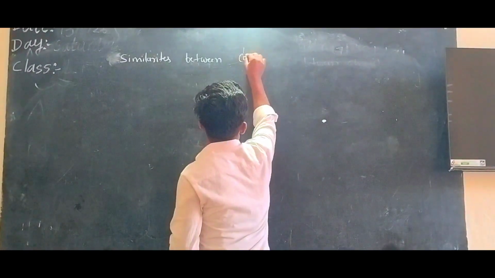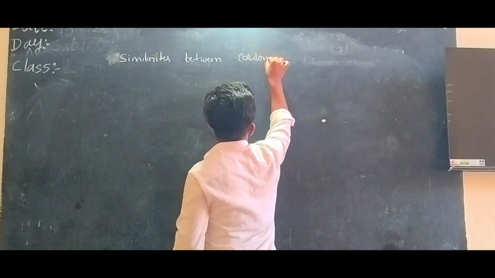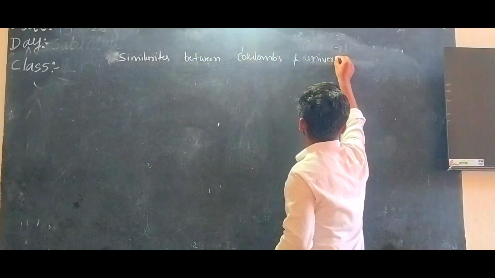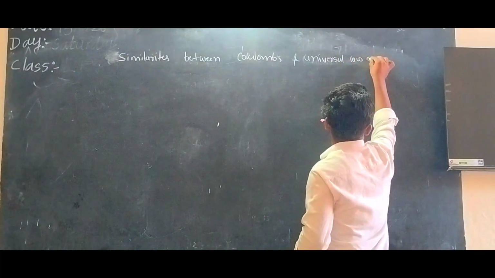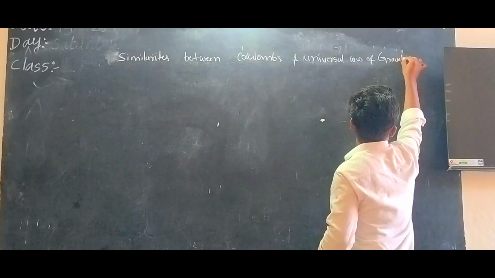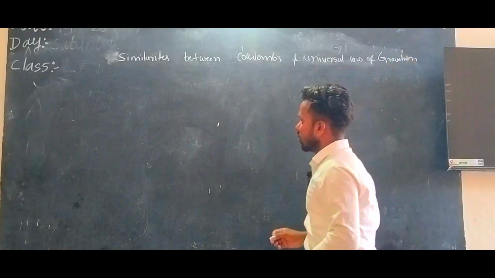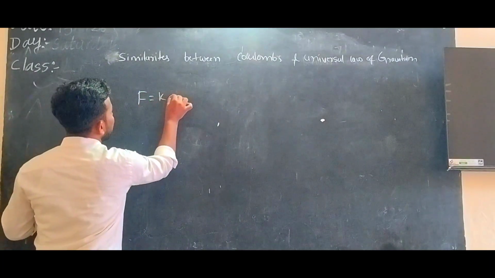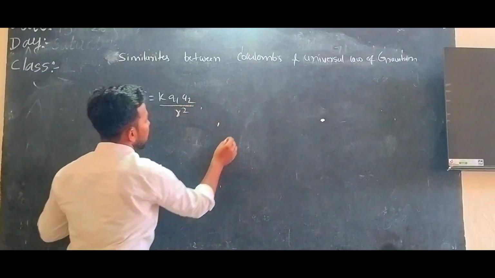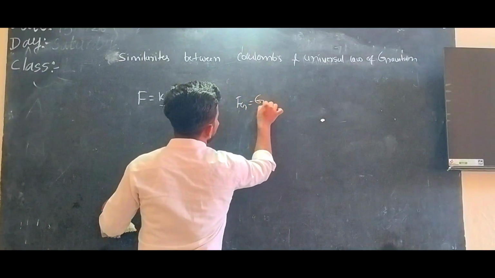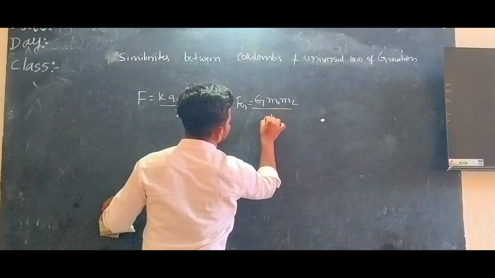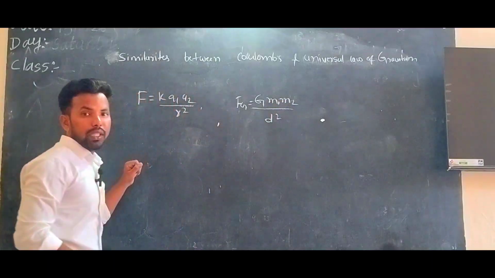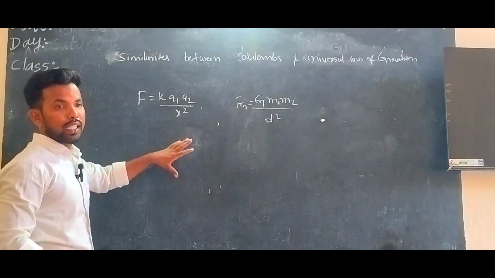That is between Coulomb's law and the universal law of gravitation. According to Coulomb, F is equal to K into Q1 into Q2 divided by R square, an inverse square law. Fg is equal to G into M1 into M2 divided by D square. Here Q1 and Q2 are point charges, M1 and M2 are the masses of the objects, and D is distance.